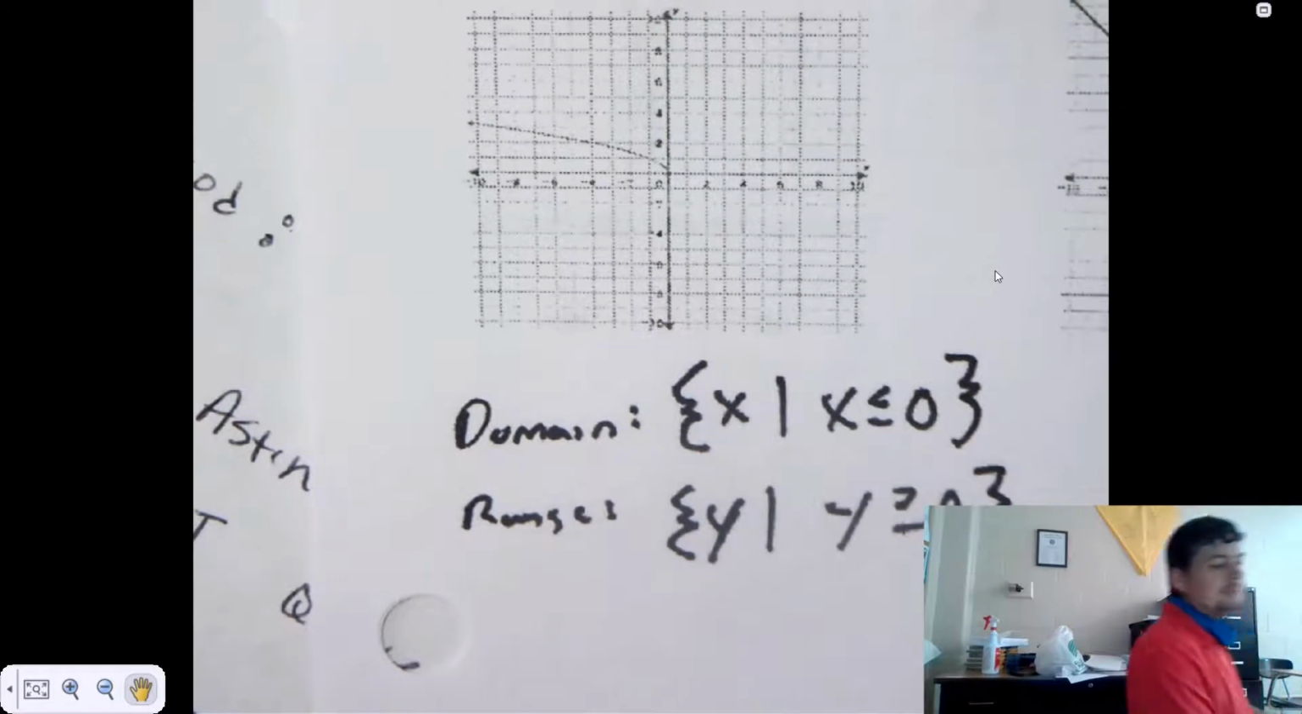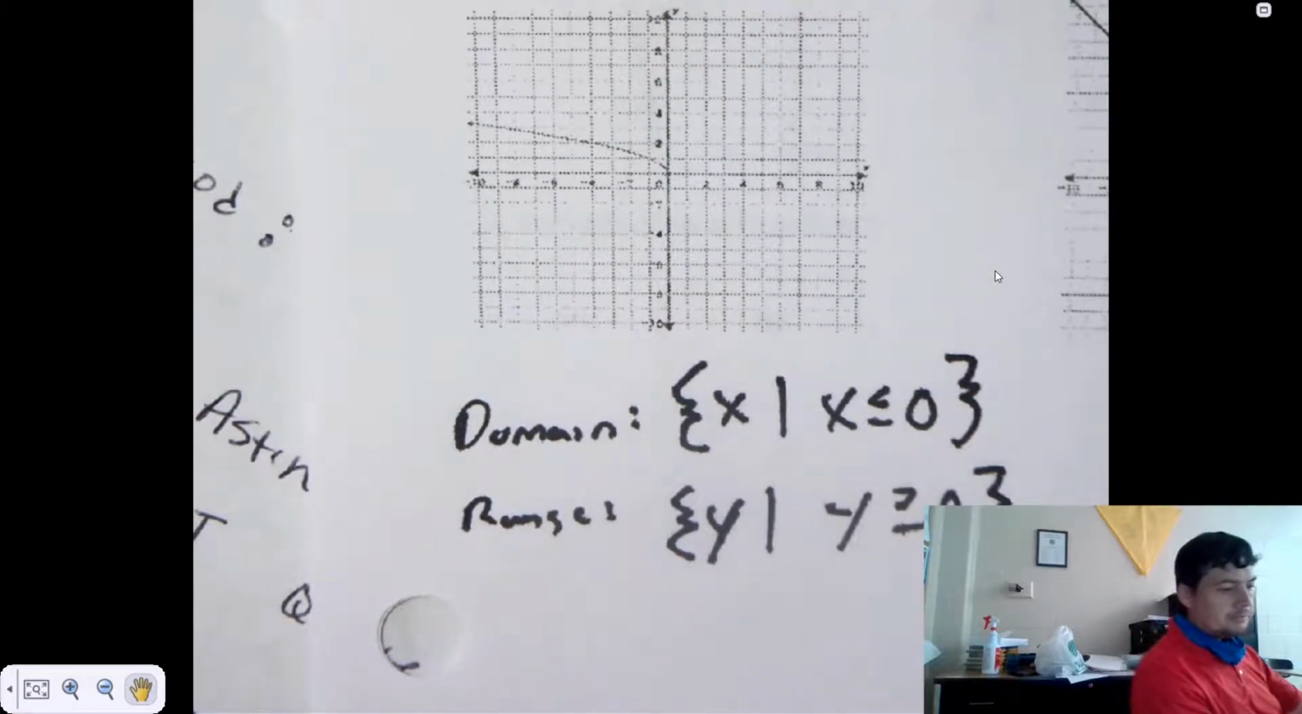You use set builder notation: all values of y such that y is greater than or equal to 0. This is a pretty easy section if you can read graphs and you understand domain and range. It won't take you long.